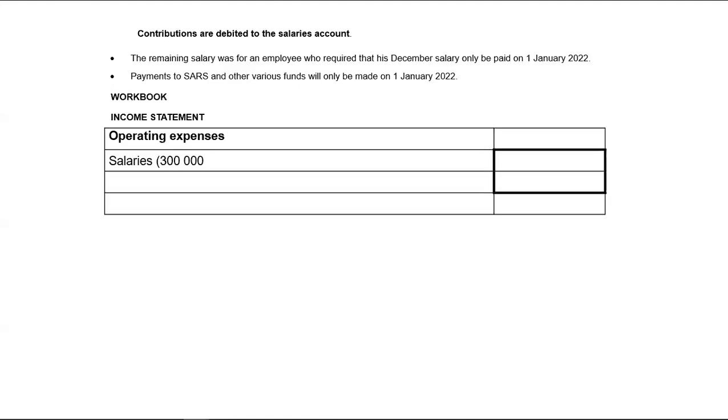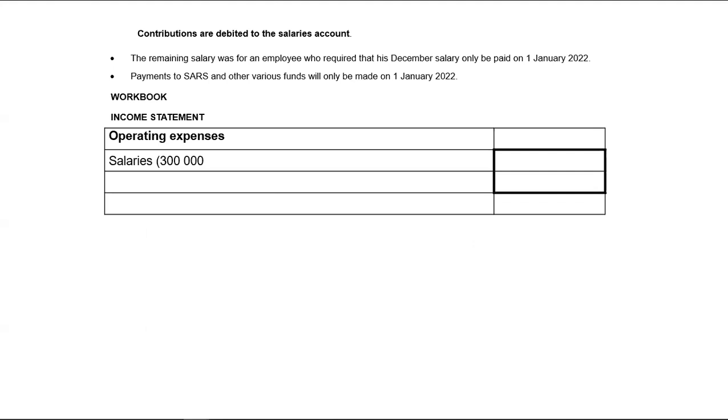And then they told you that contributions are debited to salaries and wages, meaning that we will not have a separate account which relates to pension fund contribution, medical aid fund contribution, UIF contribution. No, all of them are included under salaries and wages, which is one account.